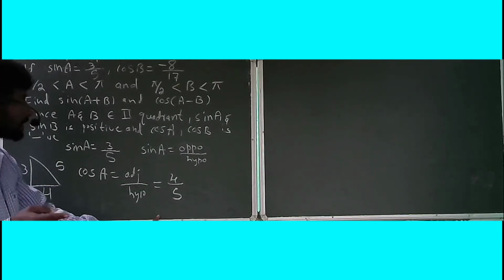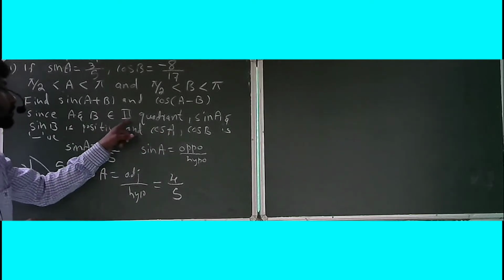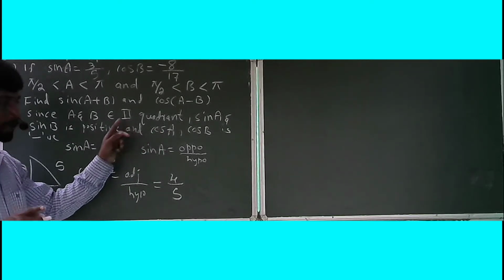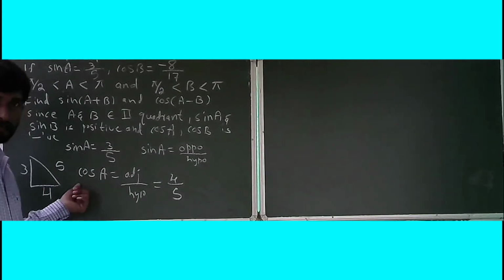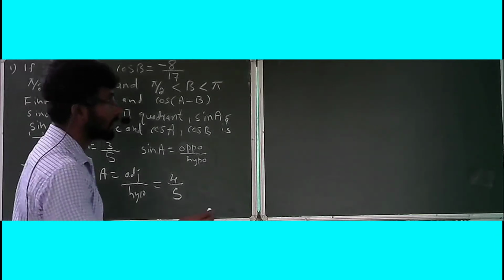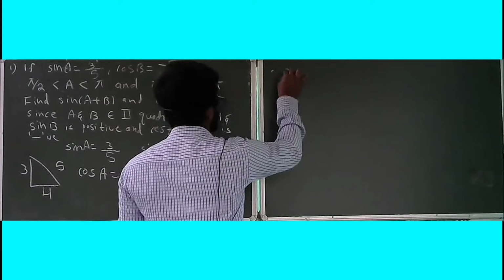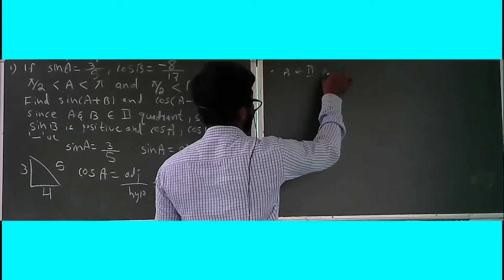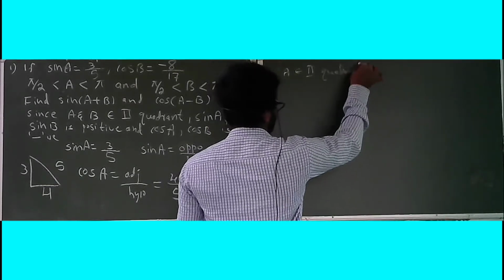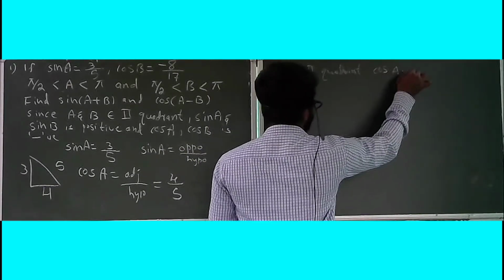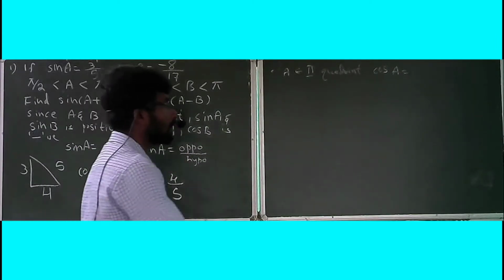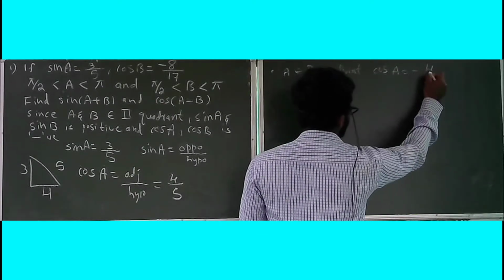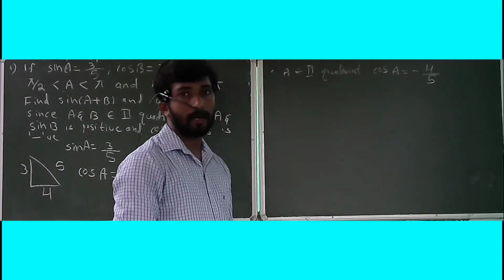But given data, angle A belongs to second quadrant. In the second quadrant, sine is positive. But here you are calculating cos A value, right? Since A belongs to the second quadrant, cos A value is negative. Here I'll write, since A belongs to second quadrant, cos A value is, here plus 4 by 5 is there, but since second quadrant is given, its value is equal to minus 4 divided by 5.